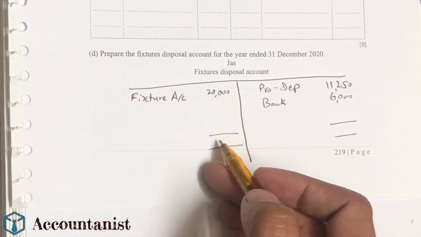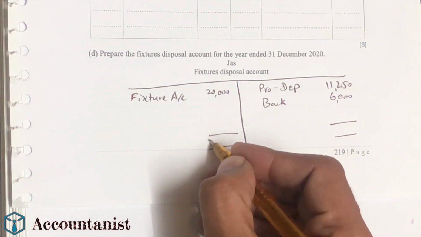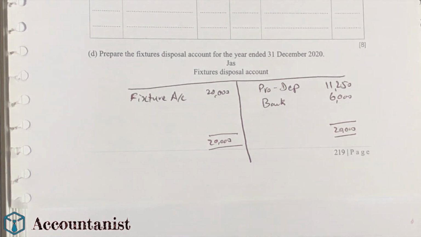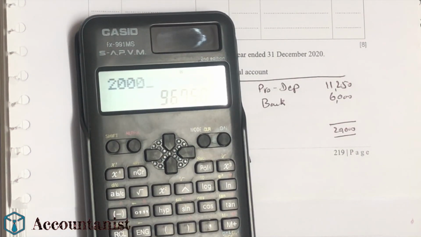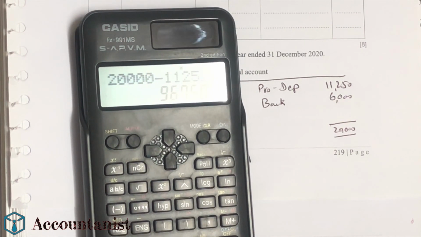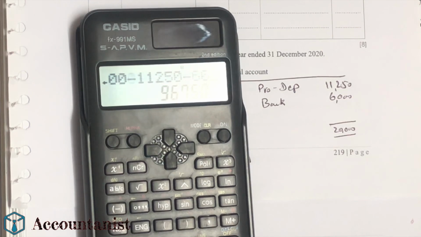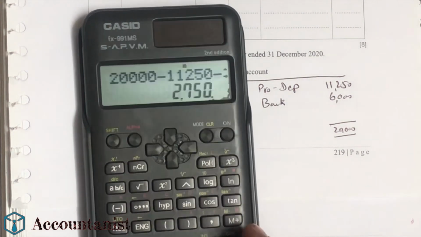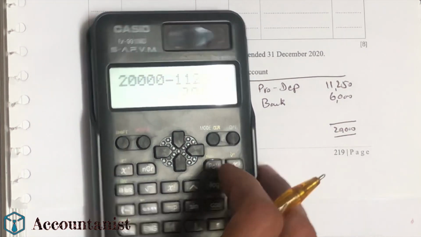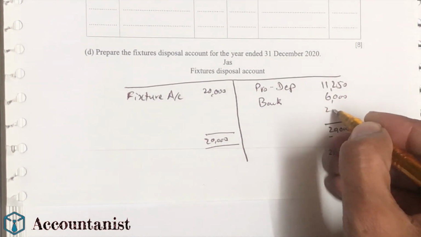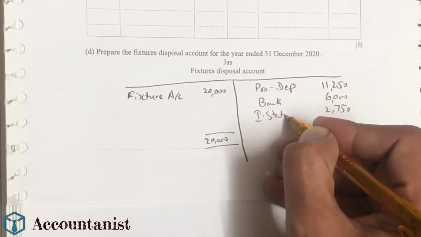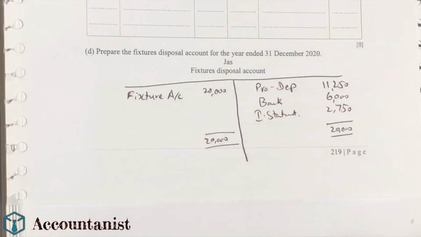Again, this side has a bigger value, which means we make a loss, so 20,000 will come up here, 20,000 will come up here, and the difference will be 20,000 less 11,250 less 6,000, which gives me the value of 2,750. So 2,750 will go to the income statement as an expense, because it's our loss.